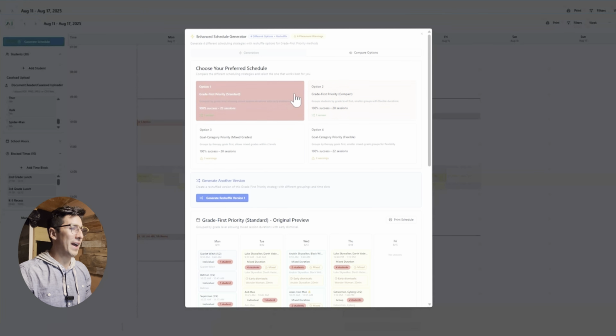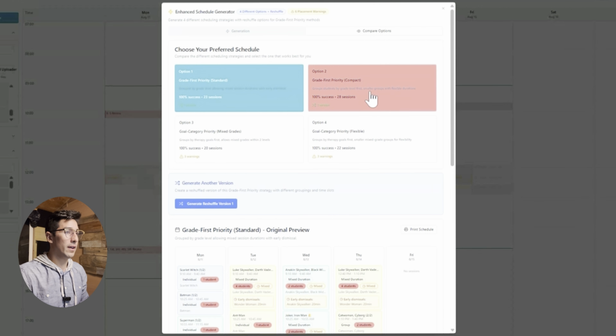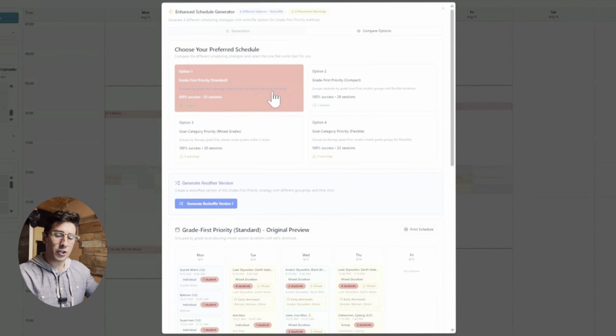So let me unpack this a little bit more. This option 1 first goes over grade first priority, meaning it first looks at all the different grade levels and then groups them according to their grade level. We don't mix the different grade levels here, okay? But in this one in particular, we will go up to 4 students per session, or excuse me, yeah, that's right, 4 students per session.